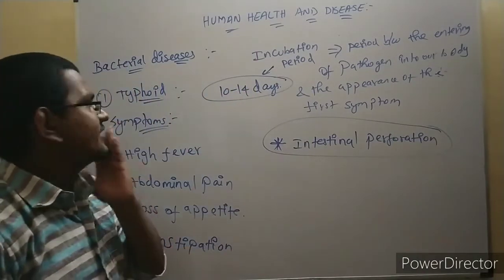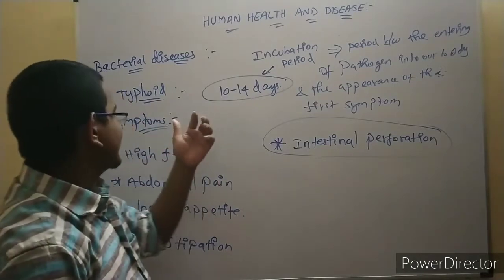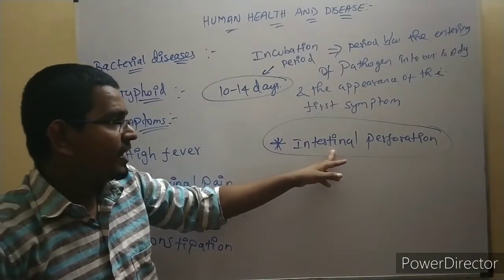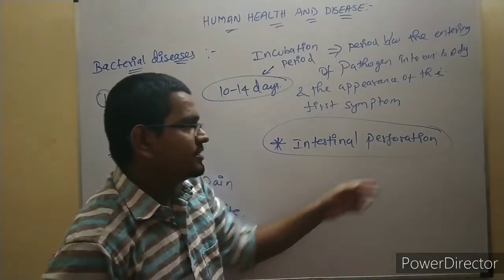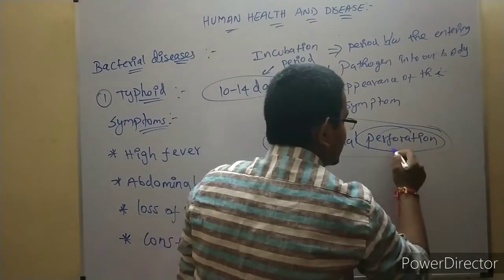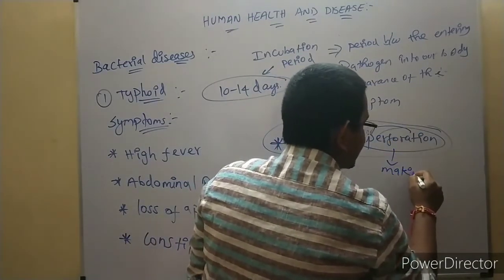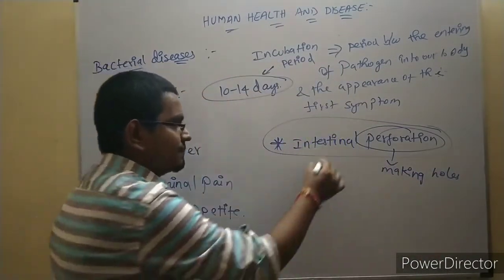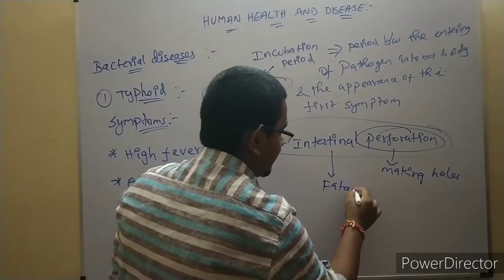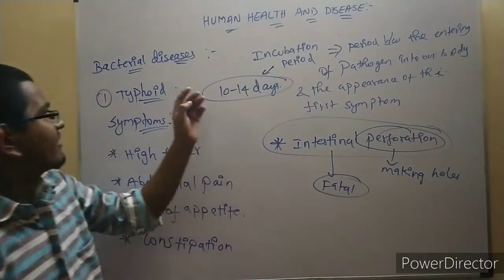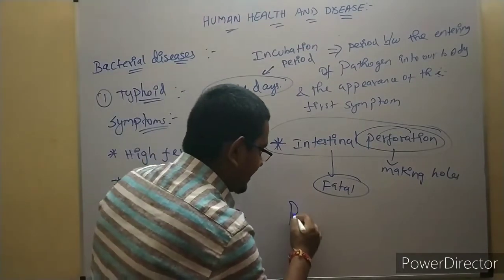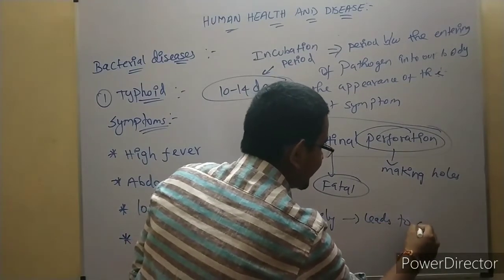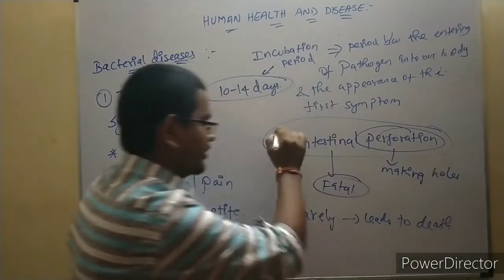What will happen if typhoid is not treated? This bacteria, Salmonella typhi, which is going to infect, will perforate the intestine. What does perforation mean? It will make holes. The Salmonella typhi starts making holes in the intestine and it will be fatal. Intestinal perforation is fatal. So rarely, typhoid leads to death, in untreated cases. If it is treated, it will be cured.